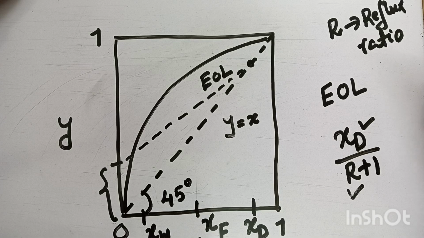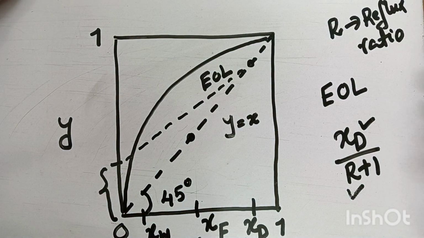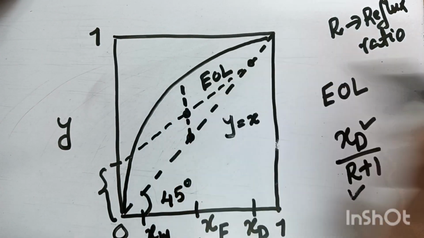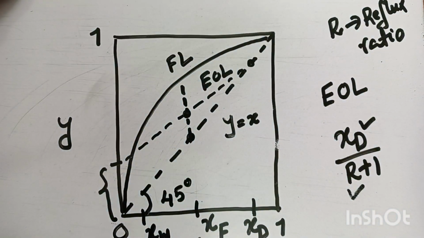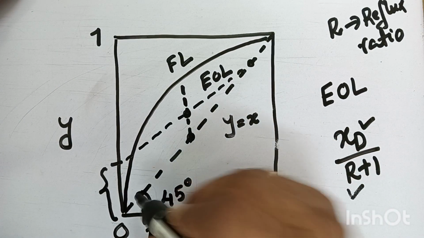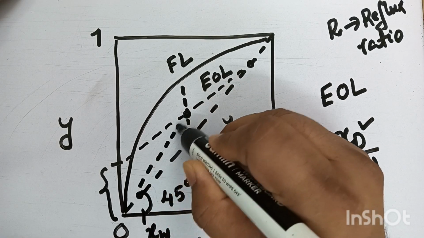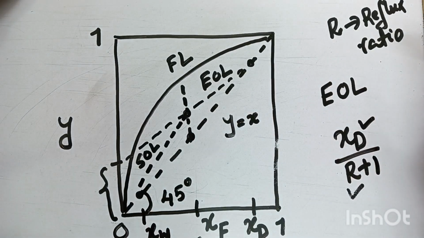And then depending on the feed condition, we construct the feed line, okay? Considering the feed is at its boiling point, it will be a vertical line, and then you find the point of intersection between the feed line and the enriching section operating line. From this point, and the XW point located on the y equal to x line, you join these two points to find the stripping section operating line, or SOL, okay?